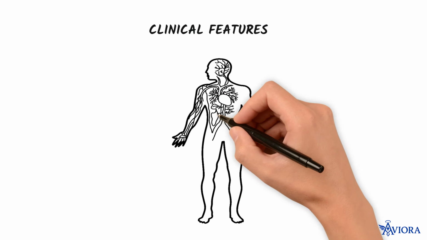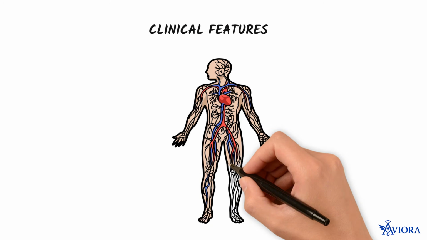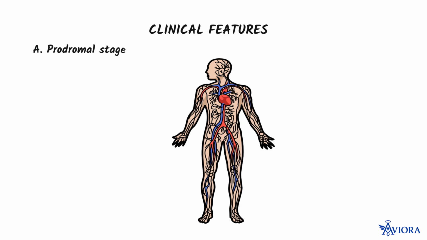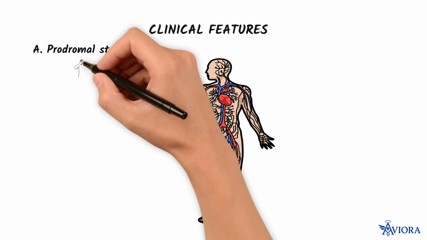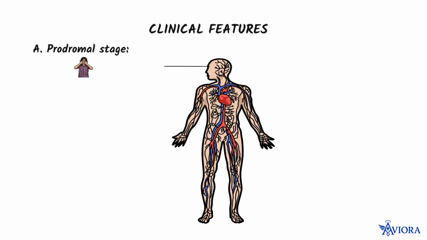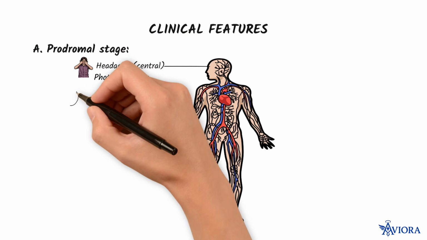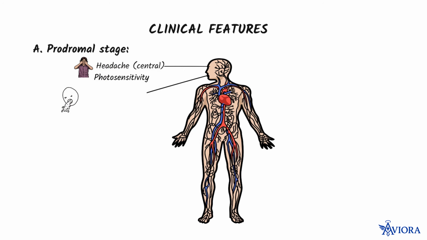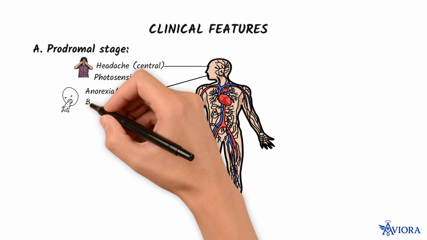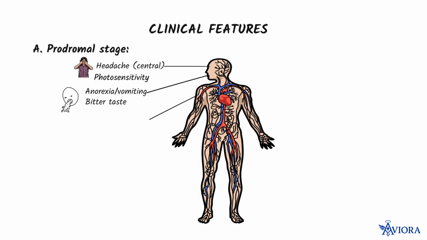Clinical features. Prodromal stage, the pre-fever warning. This initial stage is characterized by constitutional symptoms that precede the main fever cycle: a persistent central headache, unusual sensitivity to light or photophobia, loss of appetite with nausea and vomiting, and bitter taste, muscle and joint pains, myalgia, arthralgia.